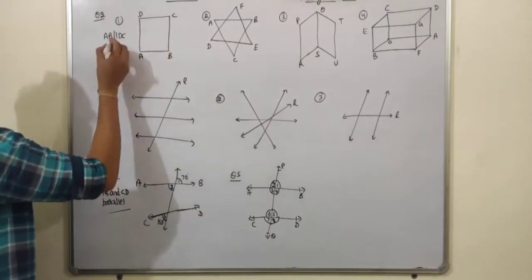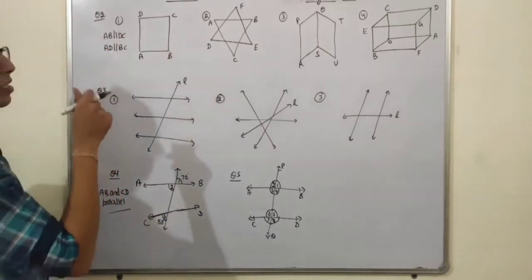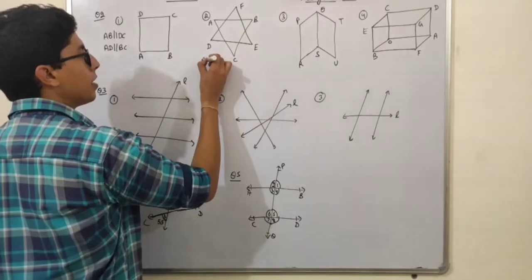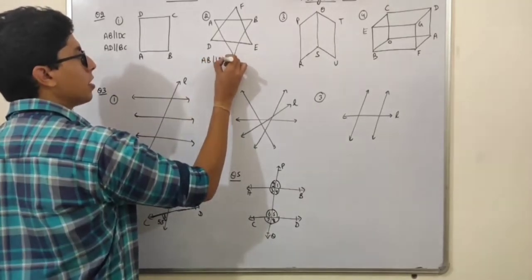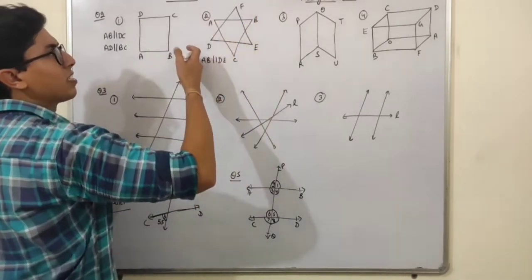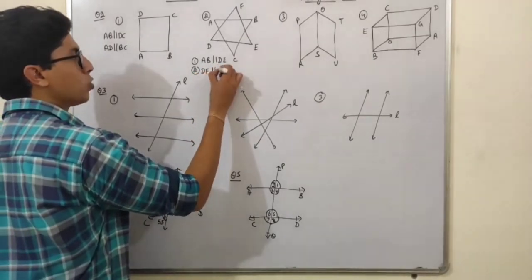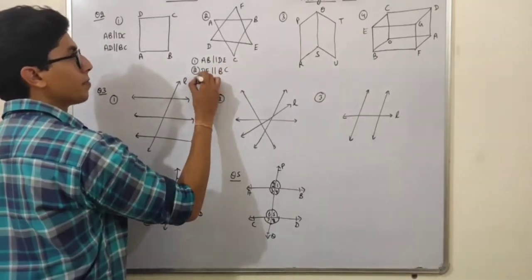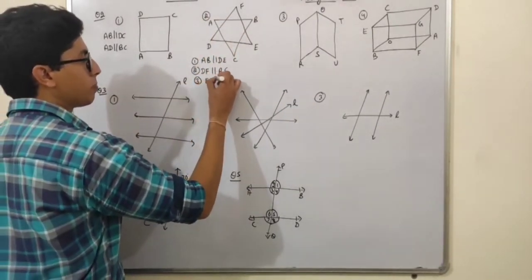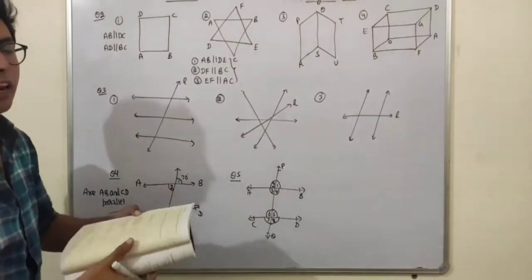Similarly, AD is parallel to BC. And AB and DE are parallel. AB is parallel to DE. Second, if I take DF and BC, DF is parallel to BC. Third, EF is parallel to AC. So these are the 3 pairs of parallel lines.